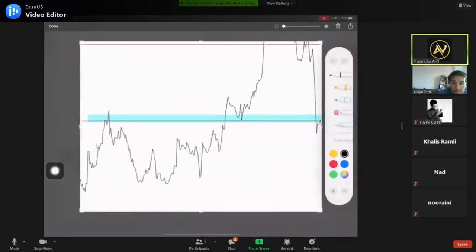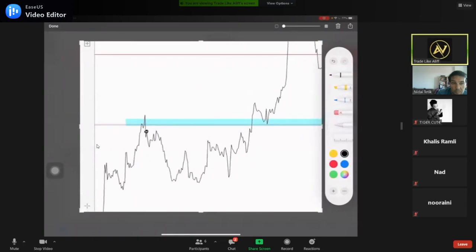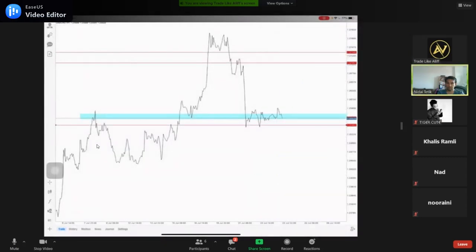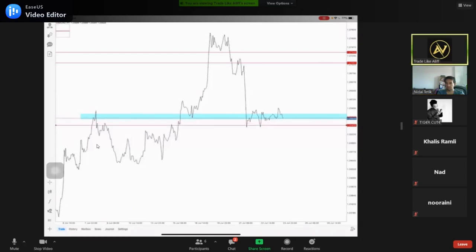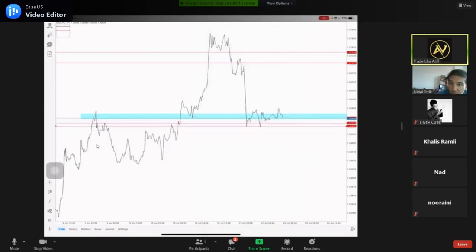When we go to H1, see we have one big movement here, and then one here, and then we have one here. Wait, not here. Here. Okay, resistance. A buy. One here. But this is just your watching zone. You want to entry blindly?